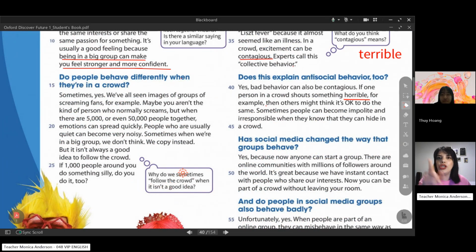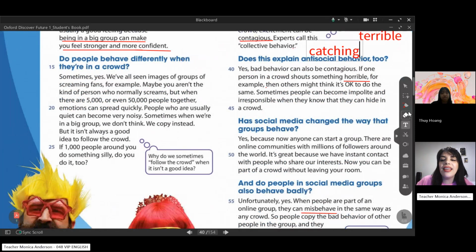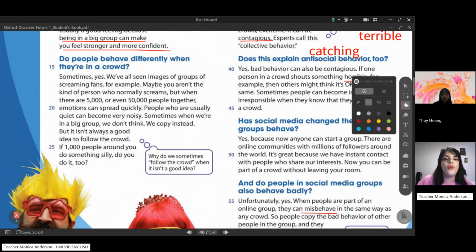For example, you shout, your friend shouts, your friend's friend shouts, and all the people shout. Get it? Yes. Okay, very good. So it's catching. Like cold, like flu, they are contagious, they're catching. Okay, but I think we have another one.